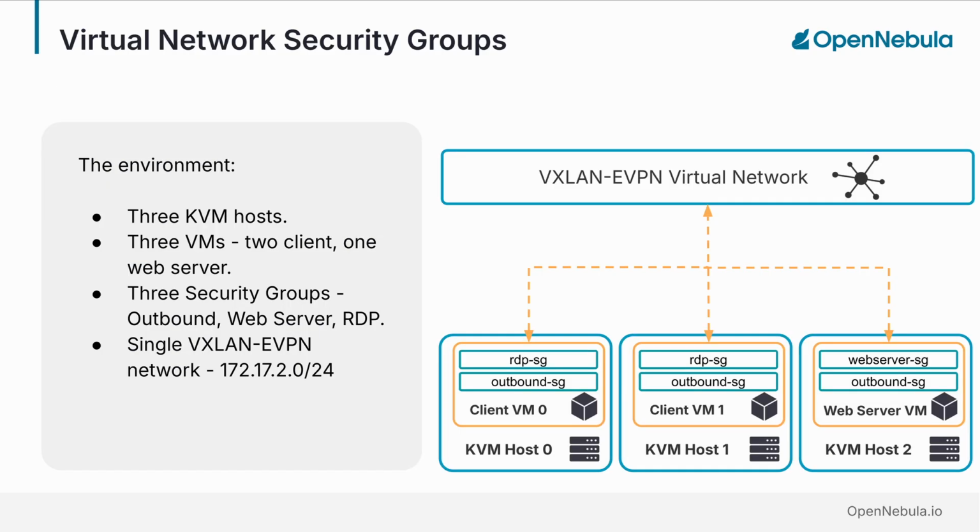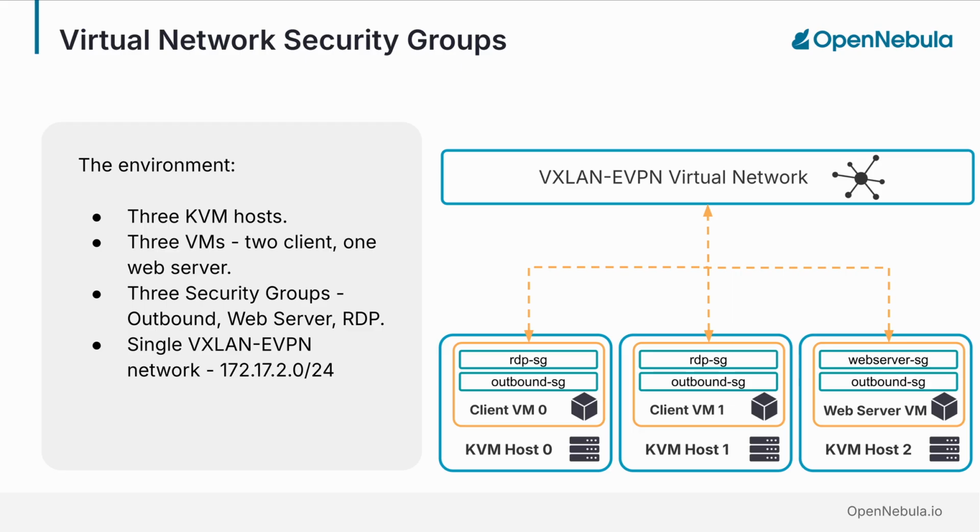For this demonstration, the environment has the following setup. One OpenSUSE 15 virtual machine with Nginx installed and a custom index.html page. Two Microsoft Windows-based virtual machines to act as client machines. All virtual machines are using the same VXLAN EVPN network and are located on three different hosts. The virtual network address range is set to 48 addresses starting with 172.17.2.200.